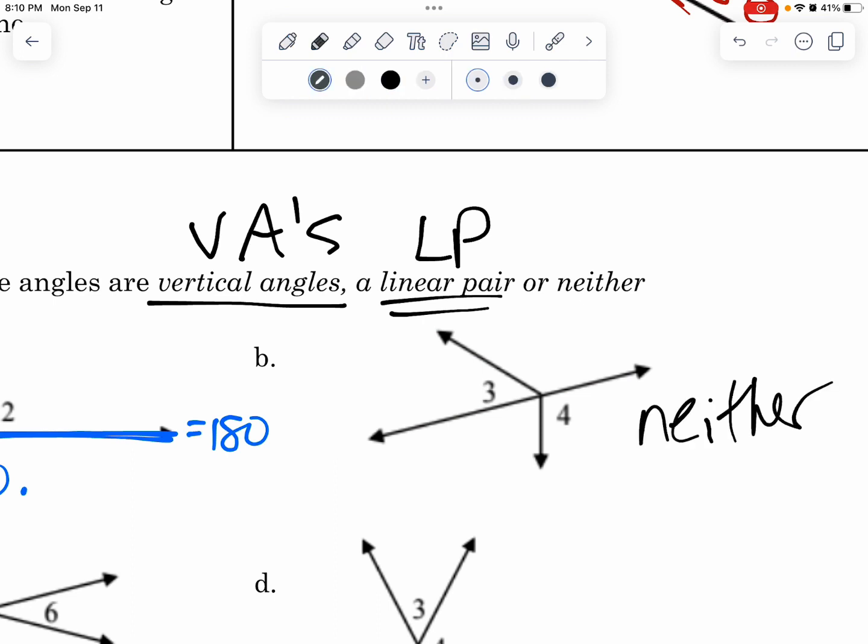You might be thinking, but wait, why isn't it called a linear pair? Well, a linear pair would be this and this. That angle is not where angle 4 is. Angle 4 is in a different spot. Okay, so not a linear pair there either.